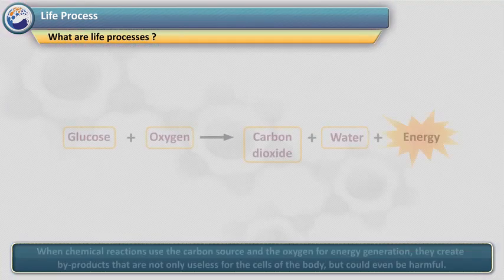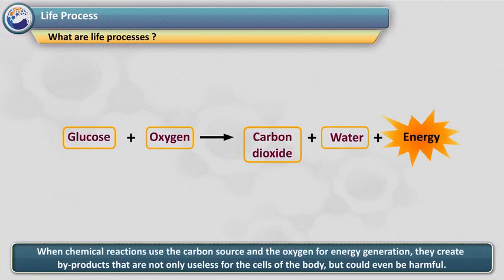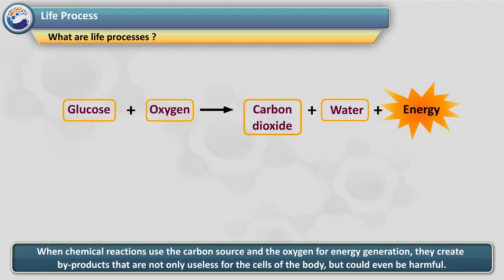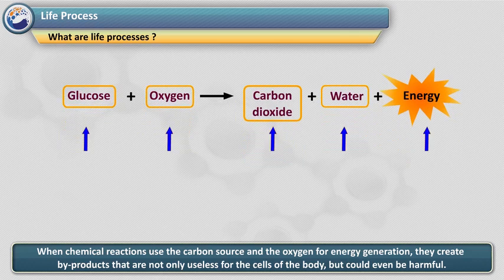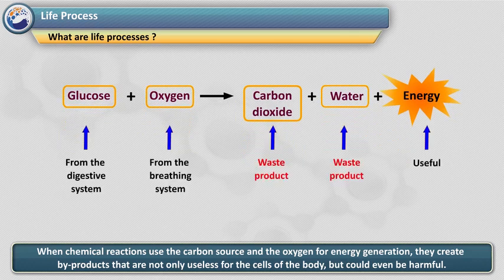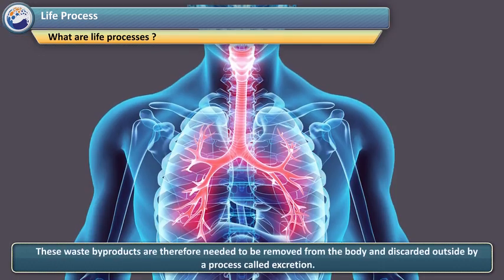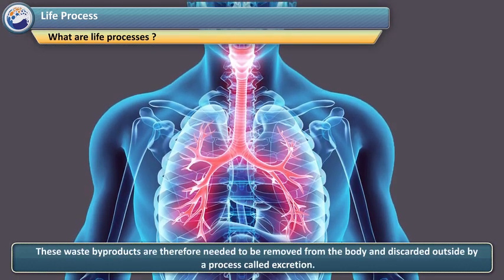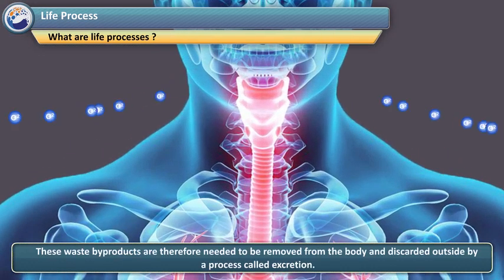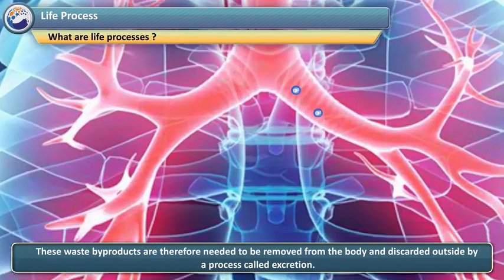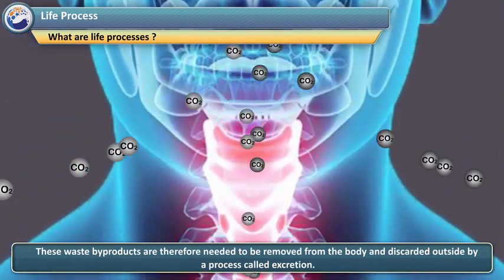When chemical reactions use the carbon source and the oxygen for energy generation, they create byproducts that are not only useless for the cells of the body but could even be harmful. These waste byproducts are therefore needed to be removed from the body and discarded outside by a process called excretion.